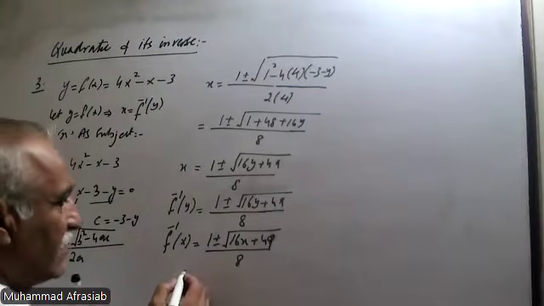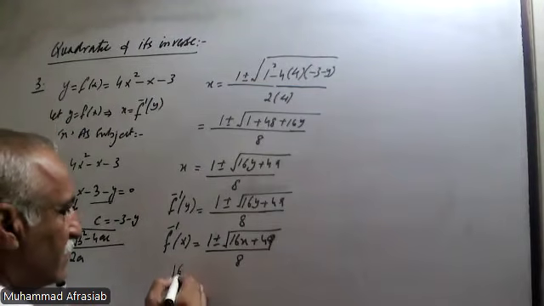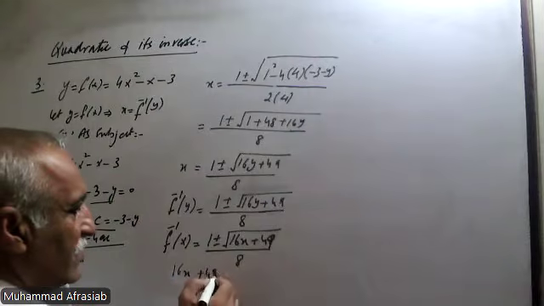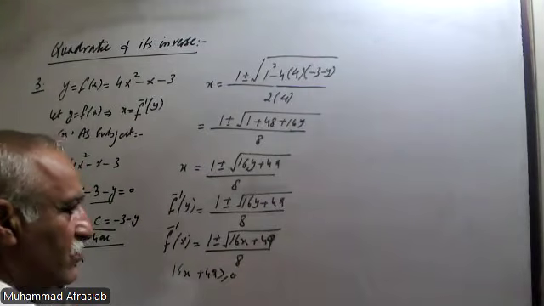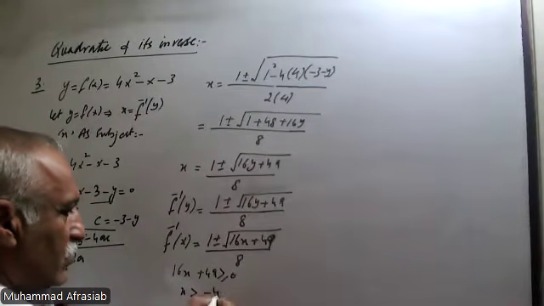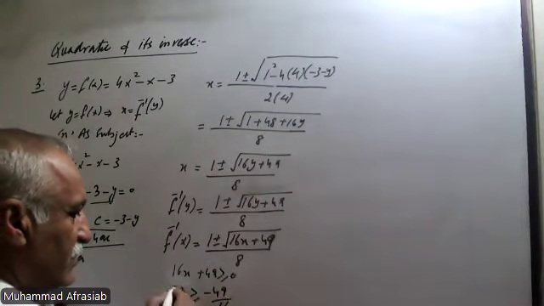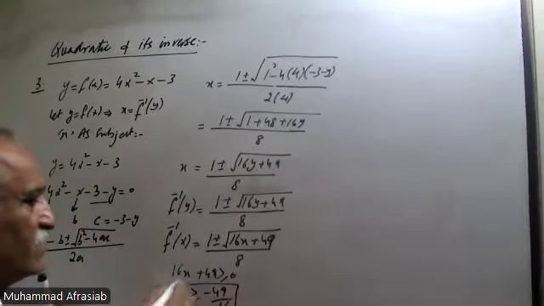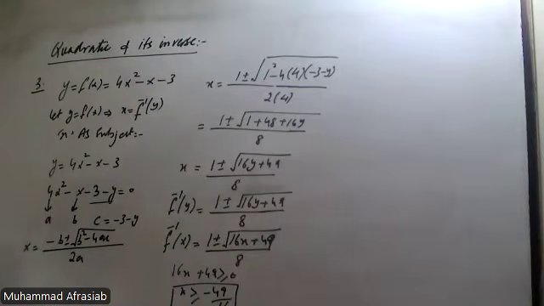And the condition here is that 16x plus 49 should be greater than or equal to 0, or x should be greater than or equal to minus 49 over 16. So this is the condition so that the inverse of that quadratic will exist. So it is an alternative method, using the quadratic formula, for finding the inverse of that function.